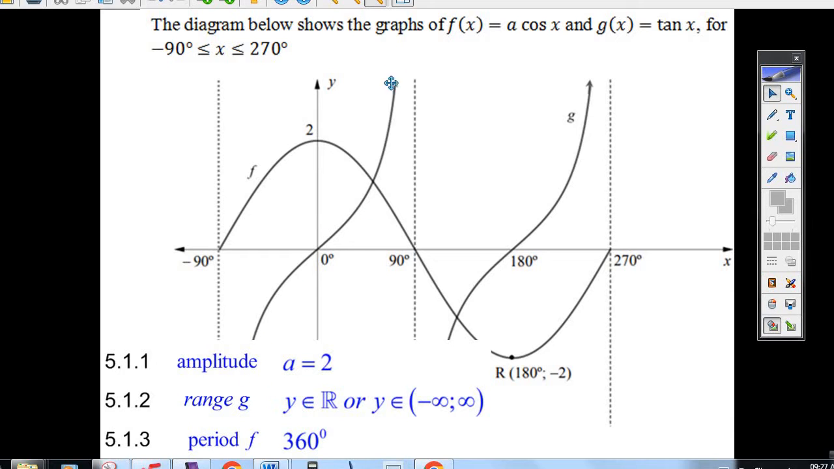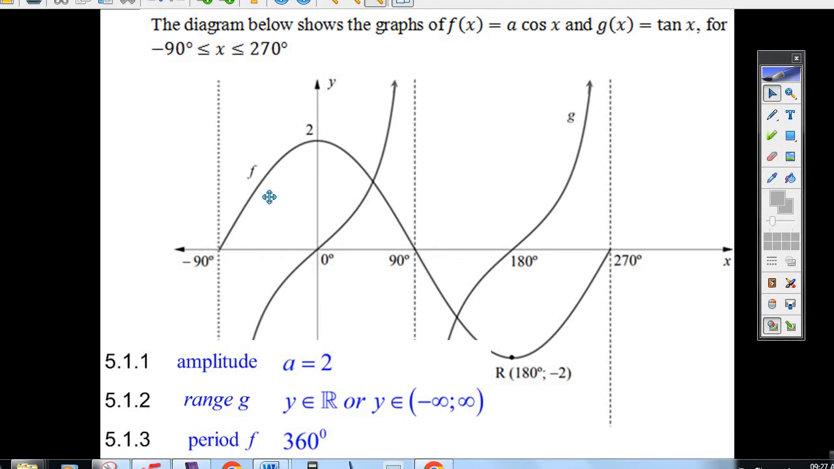The range of g is all the possible values for tangent, all the possible y values. Well, look, it goes to infinity up here, it goes to infinity down here. Each wave does that. So the range of g is just all the real numbers in between positive and negative infinity.